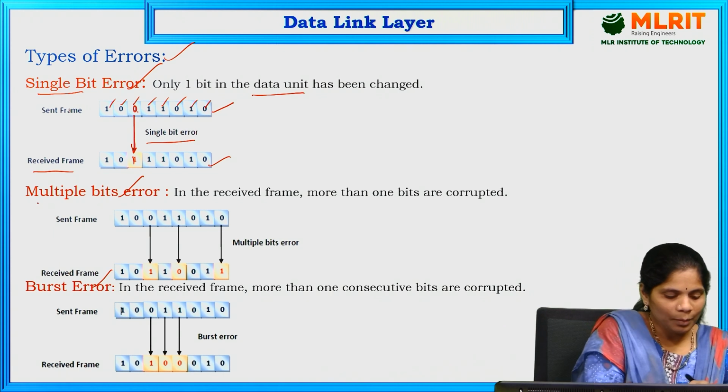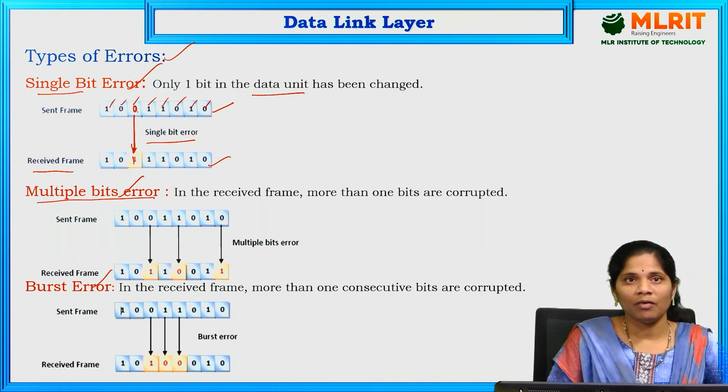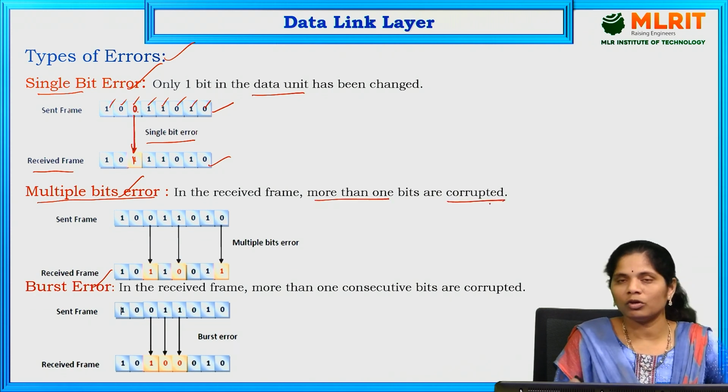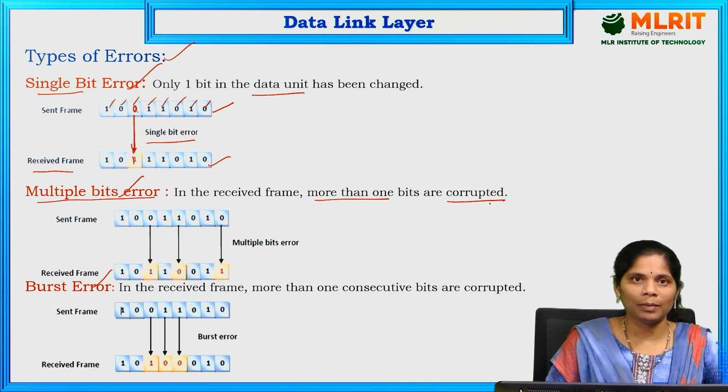And the next one is the multiple bits error. Multiple bits means more than one bit is going to be changed. That is called the multiple bits error. It means more than one bit is going to be corrupted.